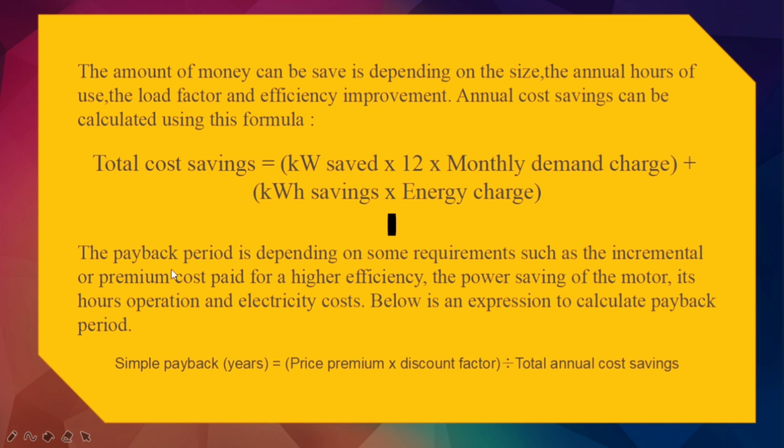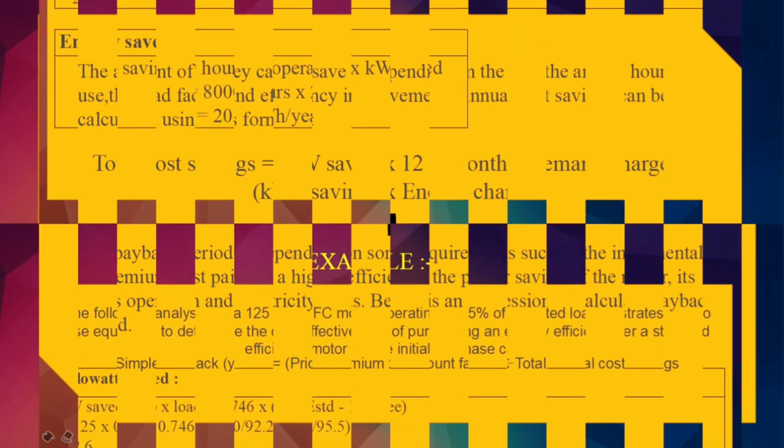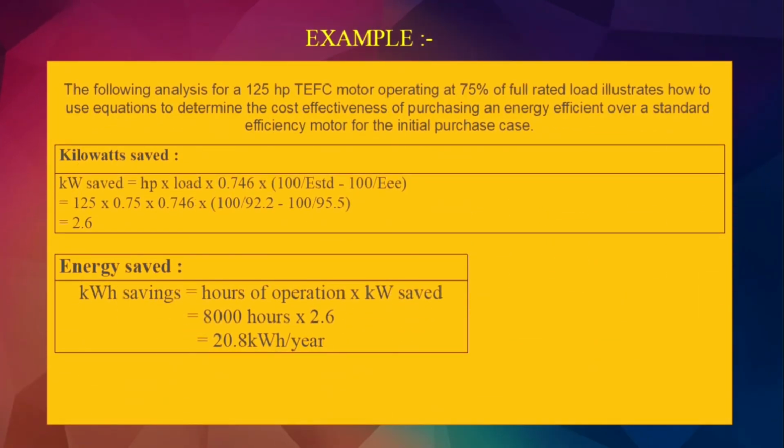Next is payback period. The payback period depends on some requirements such as the incremental or premium cost paid, which we can get from the table for an average efficiency and typical list prices. For a higher efficiency, the power saving of the motor and its hour operation and electricity cost. So this is the formula for payback period. Next, let's move to an example.